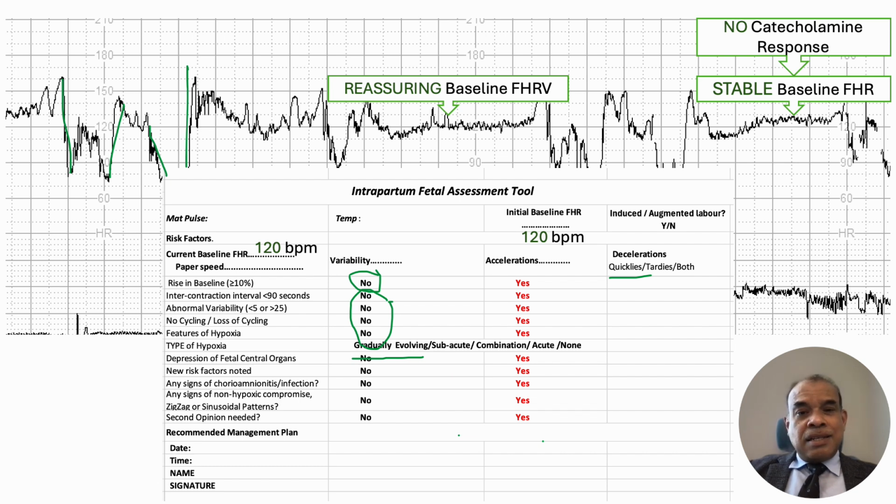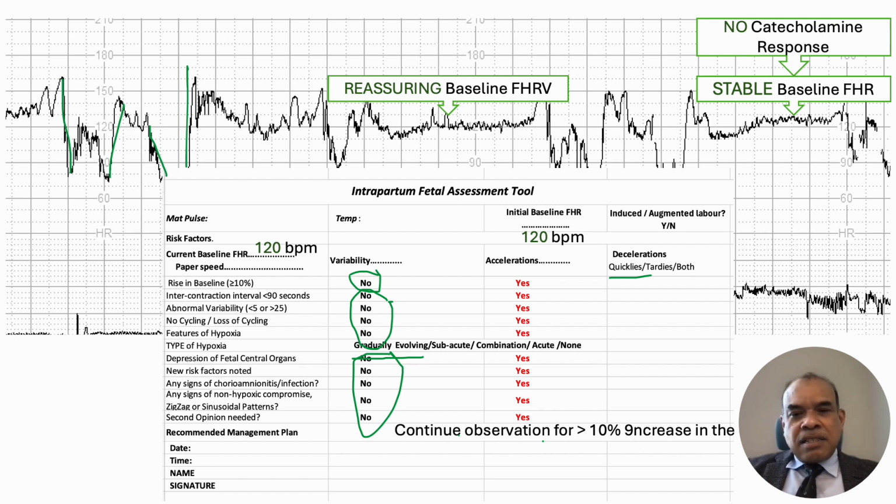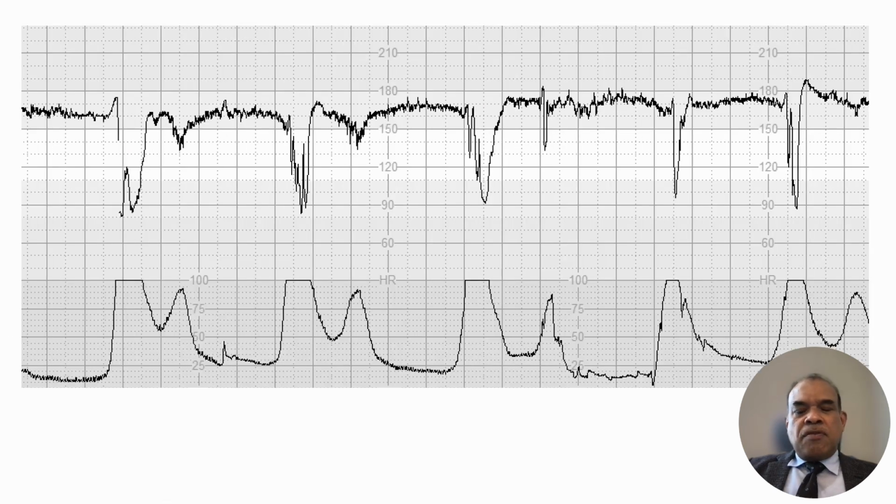And you would make a diagnosis of a gradually evolving hypoxia, and then you would make a plan saying continue observation, looking for a 10% rise in the baseline. Because we know based on fetal pathophysiology, just like us in the gym, if this fetus needs more oxygen due to increasing stress, the fetus has to increase the baseline due to catecholamines. Or if the fetus has an inflammatory stress, if bacterial infection happens, due to increased metabolic rate every degree rise in temperature will increase the heart rate by approximately 10%. So at the moment, we haven't had it.